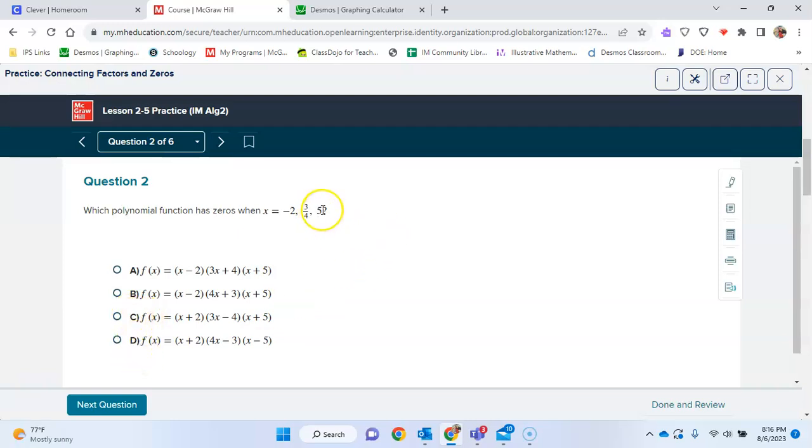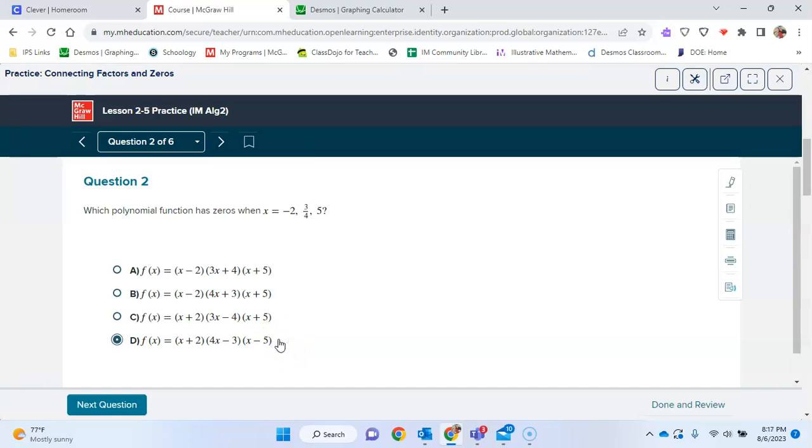If you replace x with 5, one of the factors will be 0. 5 plus 5 is 10. 5 minus 5 is 0. So the answer has to be this one. If you replace this second x with 3/4, it would be 4 times 3 divided by 4, which is 3. 3 minus 3 is 0.